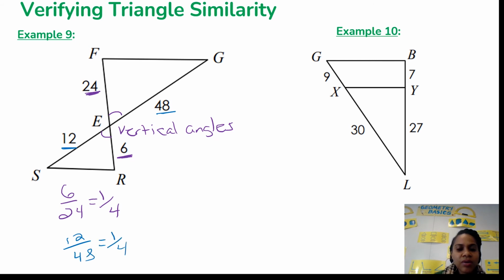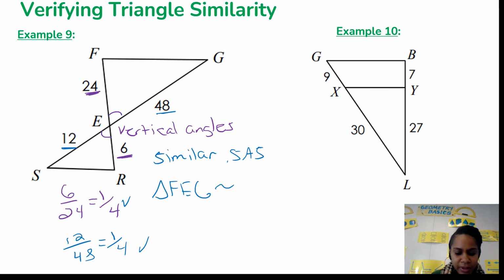All right. So the sides are proportional, and we have those included angles that are congruent. And so we could say that these two triangles are similar using the side angle side theorem of similarity. And let's go ahead and write a congruency statement. So I could say that triangle FEG is similar to triangle RES. All right, and so we could see that those corresponding sides are actually in the same position.